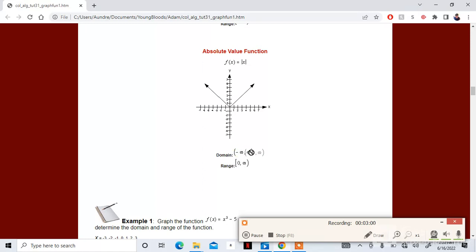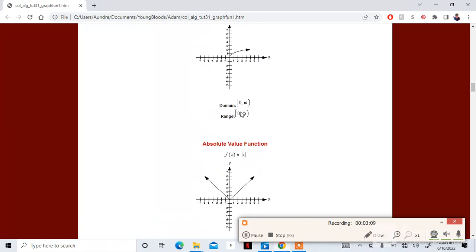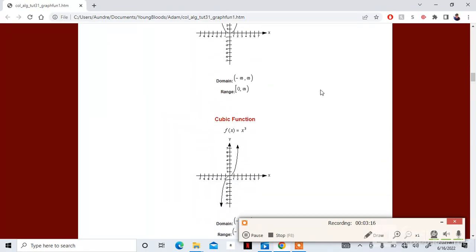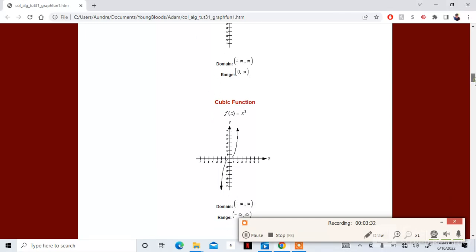0 to infinity, that's an ordered pair. 0, infinity, ordered pair. Well, negative infinity and such, it's an ordered pair. Okay? And that's basically it. That's what an ordered pair is.